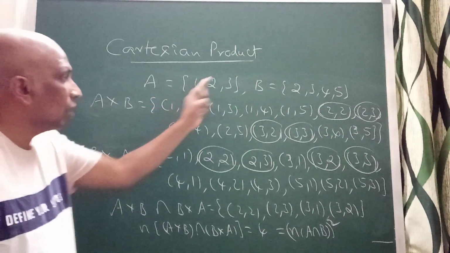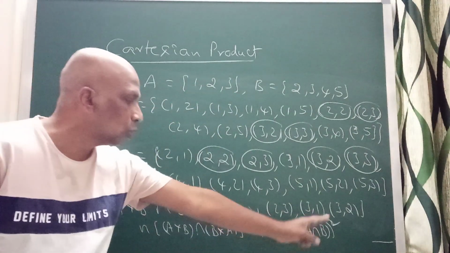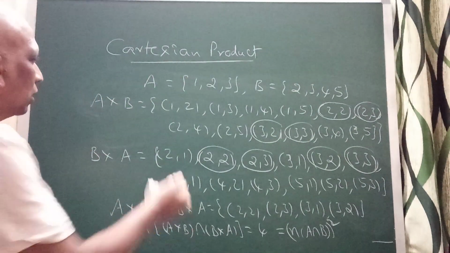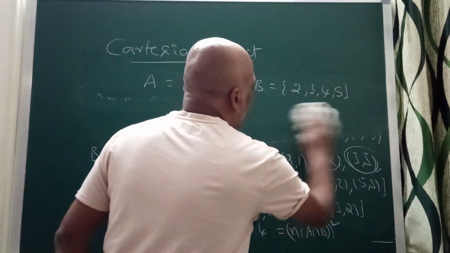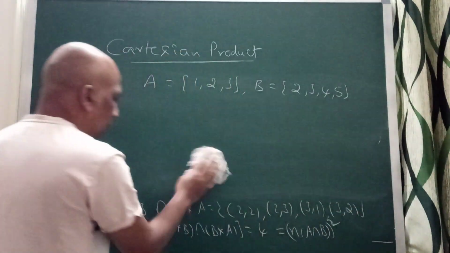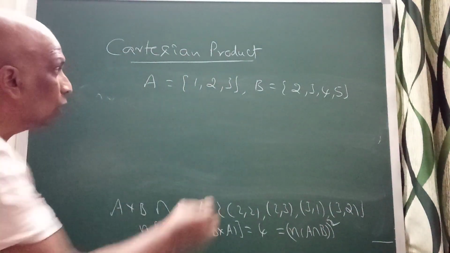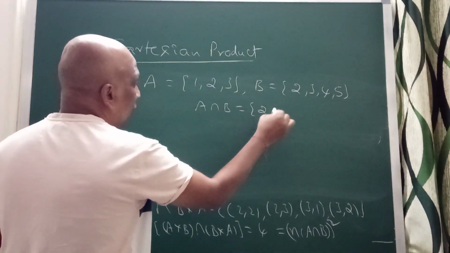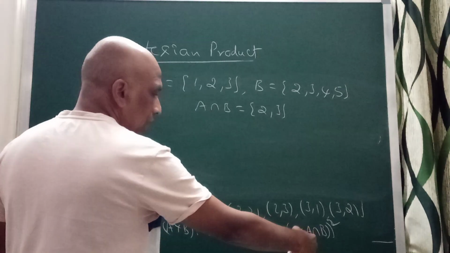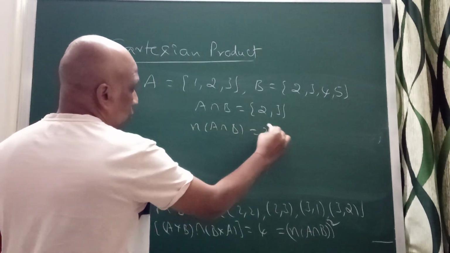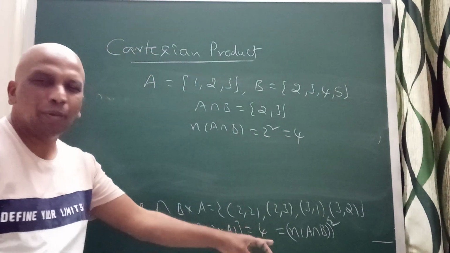What are the common elements of A and B? 2 elements. 2 square is 4. So finally, after learning this, you can verify what I am discussing here. What about A intersection B? A intersection B is equal to only 2, 3. The number of A intersection B whole square, 2 square, that is 4. This should be the same, right?